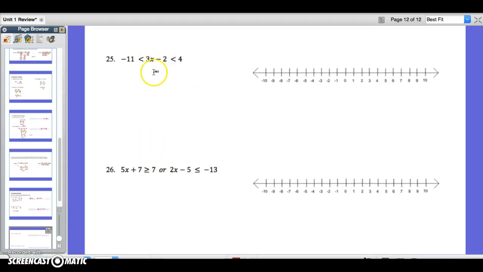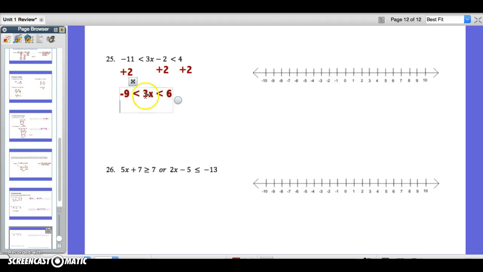Okay, so trying to isolate this x, we need to add 2 to each side. So I'm going to put plus 2 here, under that one. Now I have to do it to this side of the inequality as well, so plus 2 there, and I have to do it to this side of the inequality. Let me write what I'm left with. Negative 11 plus 2 is negative 9, is less than 3x in the middle, which is less than 4 plus 2, which is 6.